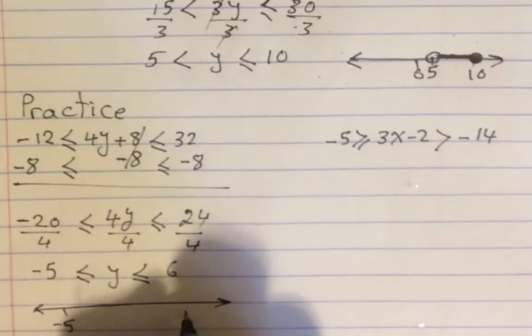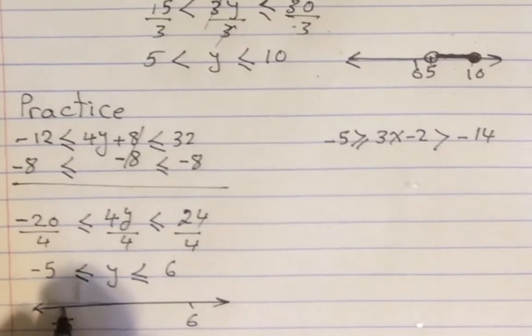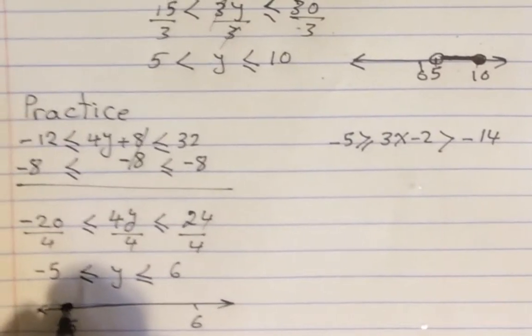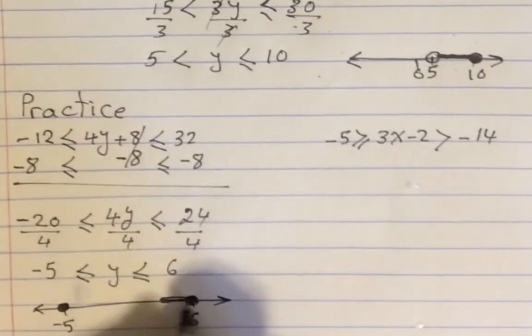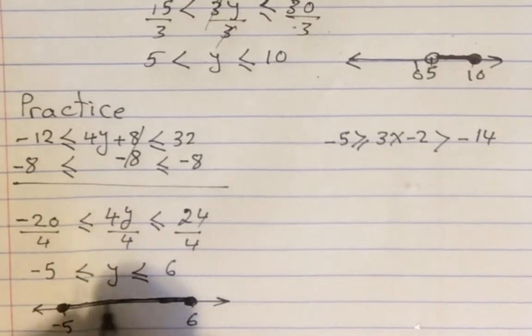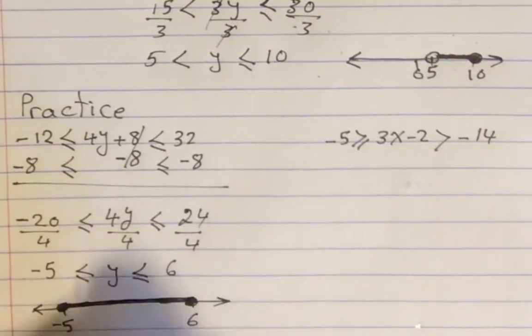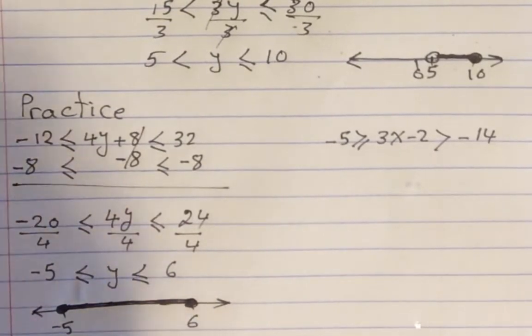-5 should be on the left, 6 should be on the right. We have equal here, less or equal, or greater or equal, so we shade. Less than 6, you go this side, greater than -5, this side. Always when it's and, the solution is going to be between two numbers, everything between two numbers. I hope you got it right, guys.